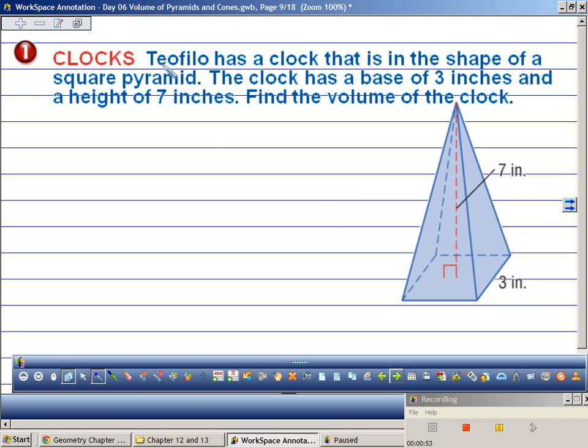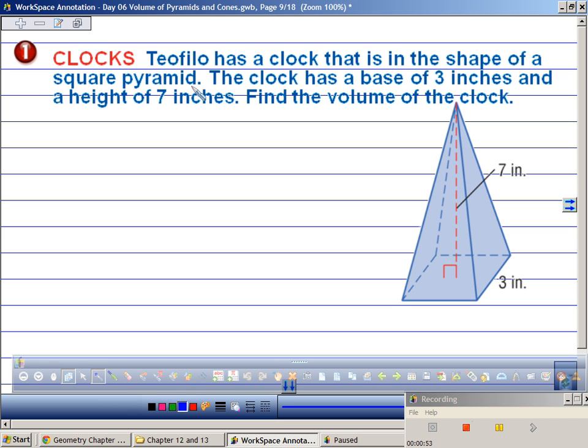All right. I don't know how to pronounce this, but Teofilo has a clock that is in the shape of a square pyramid. The clock has a base of 3 inches and a height of 7 inches. Find the volume of the clock. Volume equals 1/3 of the base times the height. The base is a 3x3 base, correct? And the height is 7.